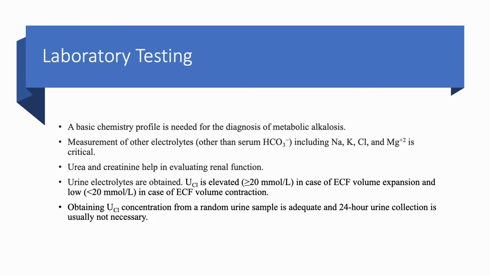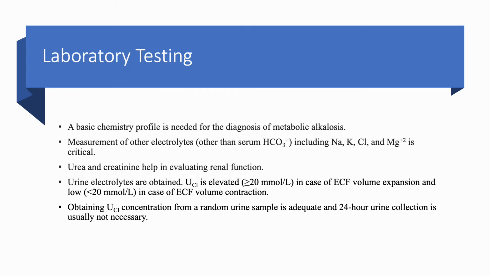What laboratory testing do we need? Well, we just talked about arterial blood gas. We need a basic metabolic profile, basic chemistry profile. We need to know the sodium, potassium, chloride. Of course, magnesium is very helpful and it's critical to obtain it and replace it if it's deficient. Urea and creatinine are helpful in evaluating renal function.